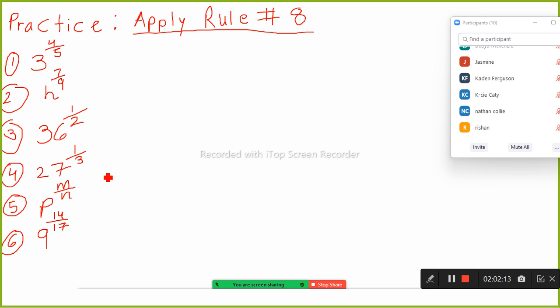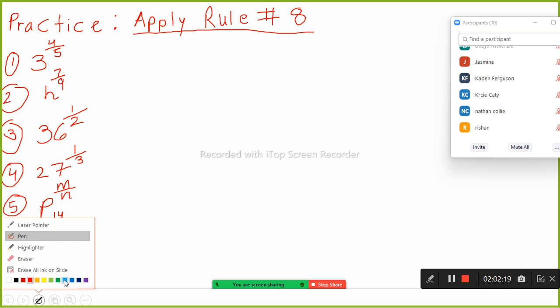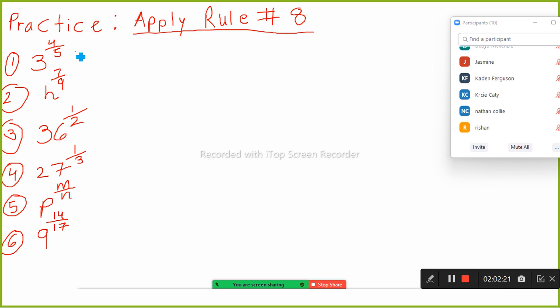I want Jasmine to help me with number 1. What do we do for number 1, Jasmine? The 5th root of what? 3 to the 4th power. 3 to the 4th power. Excellent. Good.